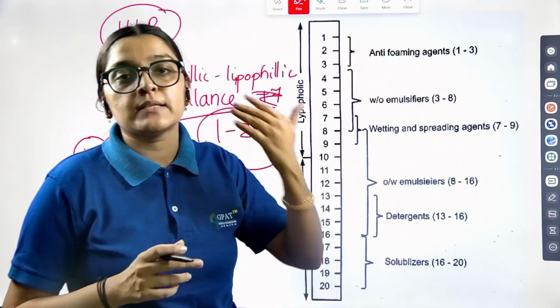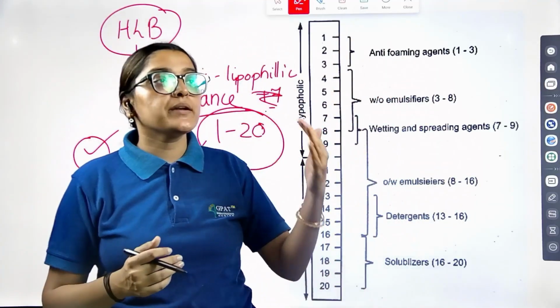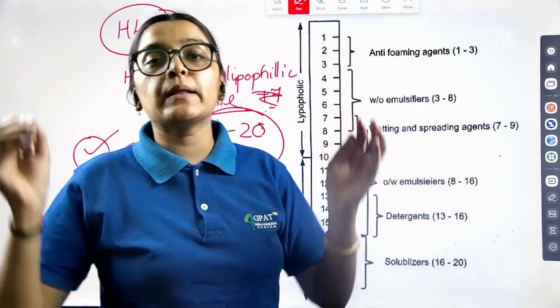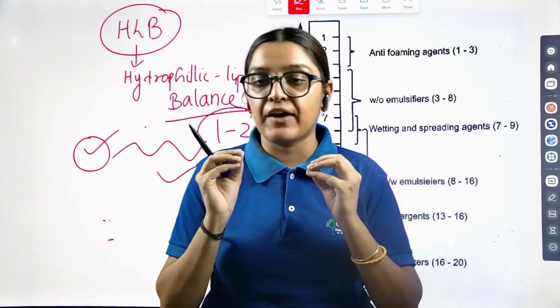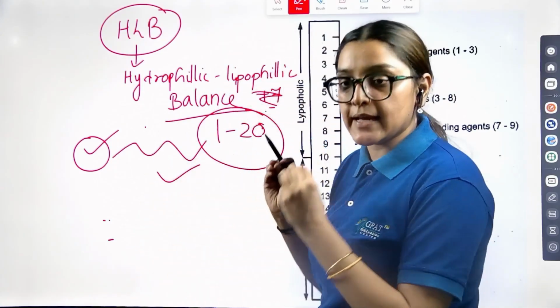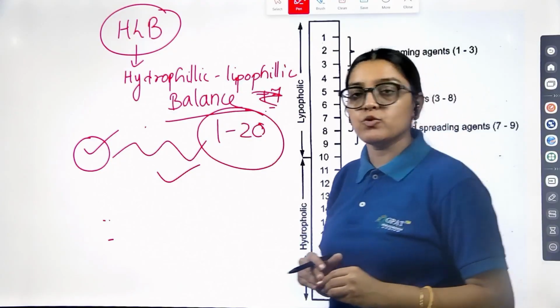For example, one surfactant can be oil in water type, other can be water in oil type, one can be ionic, non-ionic, imparting detergent properties. So it all depends upon their HLB value. That is why it always comes down to their structure, their HLB values. Okay, so we have values ranging from 1 to 20.